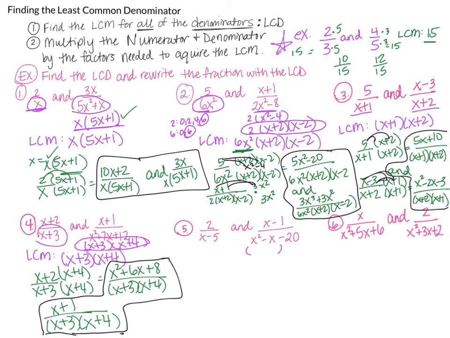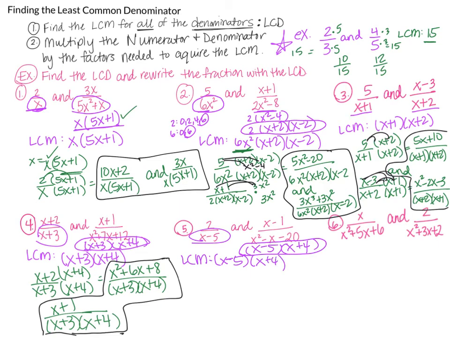Let's factor it. I'm going to have x minus 5 and I'm going to have x plus 4. All right, so I'm going to look at my x minus 5 from the first denominator and my x minus 5 times my x plus 4. For my least common multiple, they both have that x minus 5, so I need that on there once. Then I also need that x plus 4.